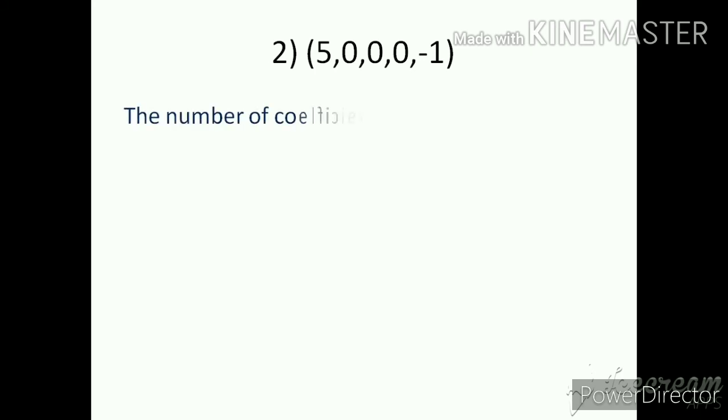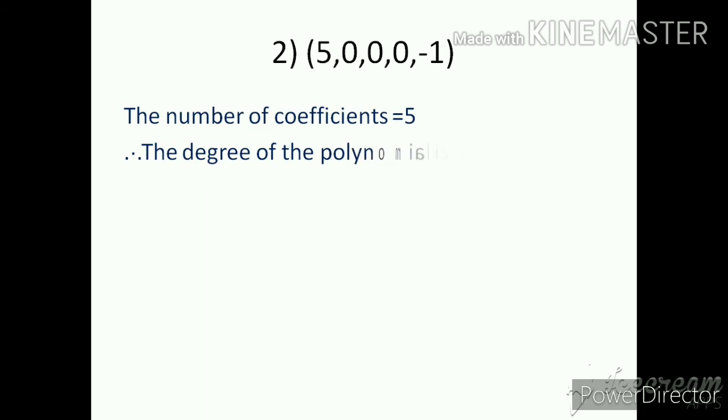Now, question number 2. Minus 1. Here, in total how many numbers are there in the bracket? There are 5 numbers. The number of coefficients equal to 5. Now, children, we have to find out the degree. For finding the degree, what we have to do? Total number minus 1. Because at the last, we keep the constant number. So that's why we have to reduce minus 1. Therefore, degree of the polynomial is 5 minus 1 equal to 4.